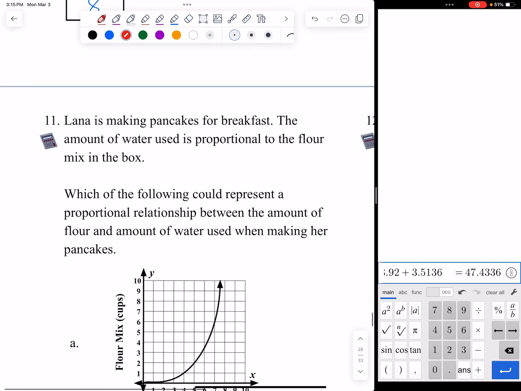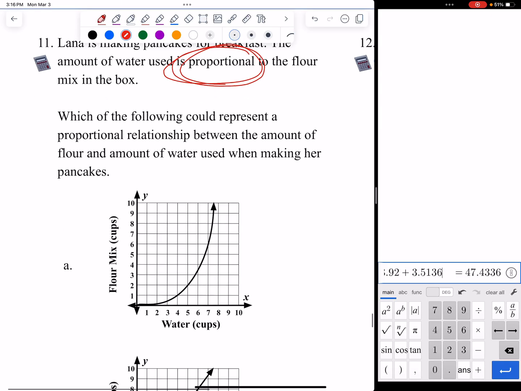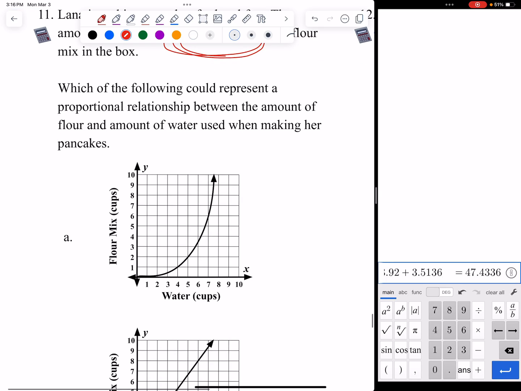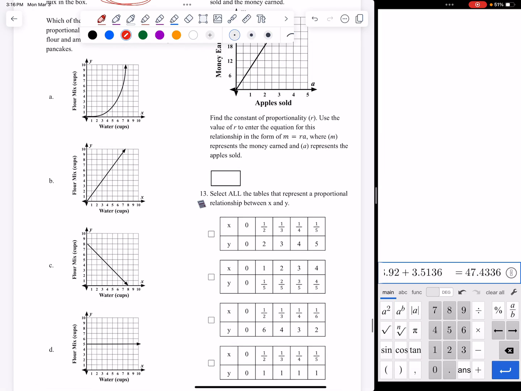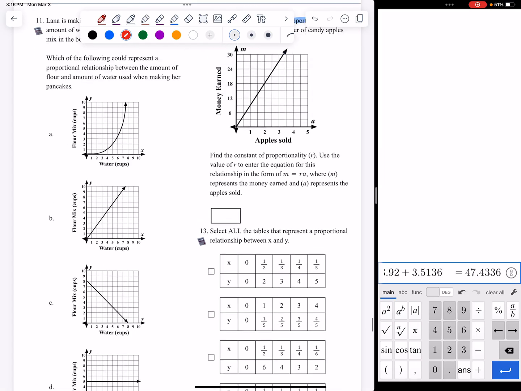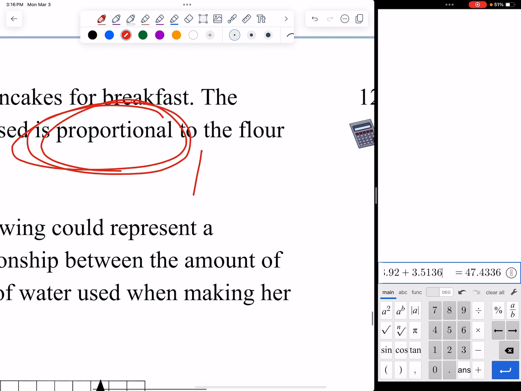All right, moving on. Lana is making pancakes for breakfast. The amount of water used is proportional to the flour mixed in the box. Which of the following could represent a proportional relationship between the amount of flour and the amount of water used when making her pancakes? Look at all your graphs. There's only one option. A proportional graph.